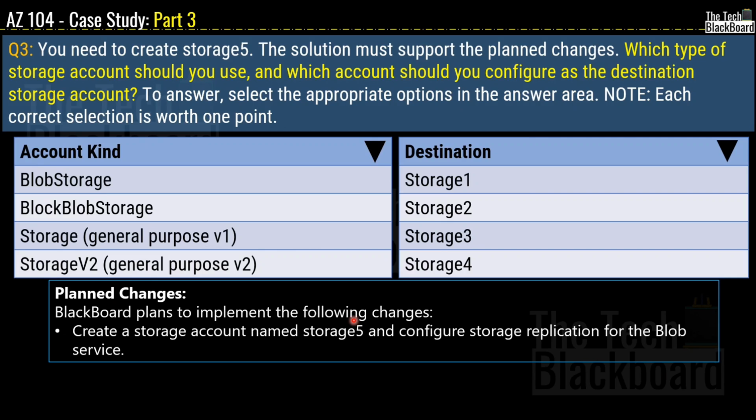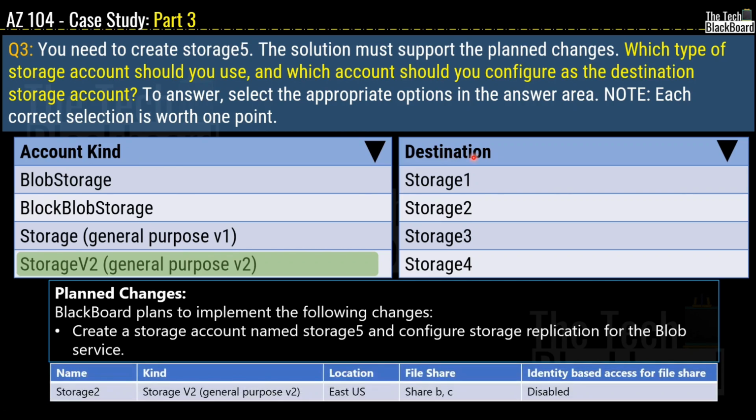Now in this section, you can find all the details around storage 5. This section says to create a storage account named storage 5 and configure storage replication for the blob service. So friends, can you guess which kind of storage account will support this requirement? Well, it is none other than Storage V2, General Purpose version 2. And that's our answer for the account kind.